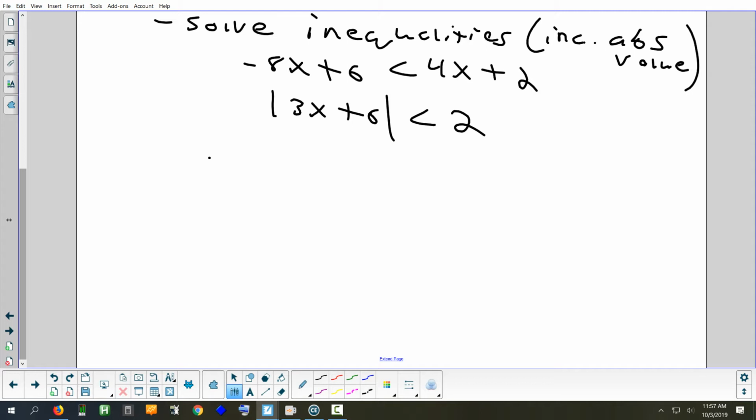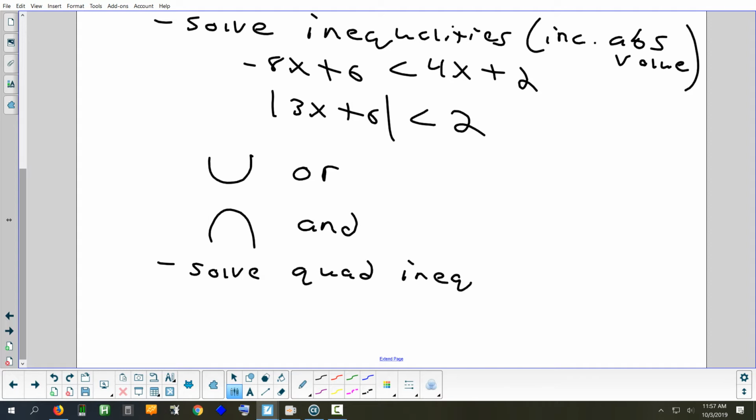Remember this symbol, what does that mean? Or. That symbol, and. You will come across that on the test. I know we've done a lot with the or symbol. I haven't done as much with and, but that's the and symbol. Solve quadratic inequalities. That's using a sign pattern or the calculator. But you've got to know how to solve a quadratic inequality.